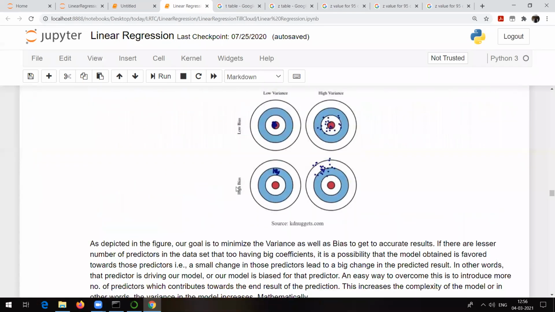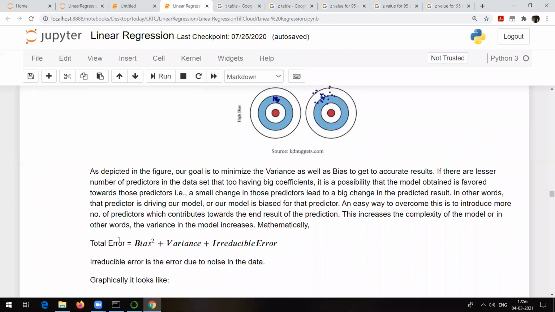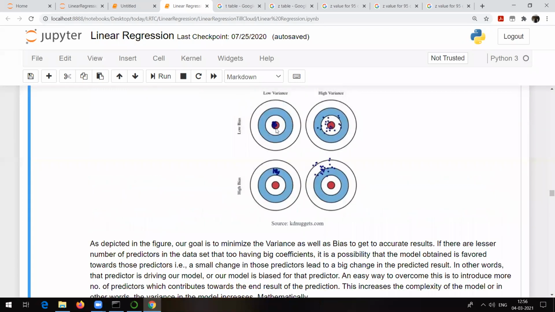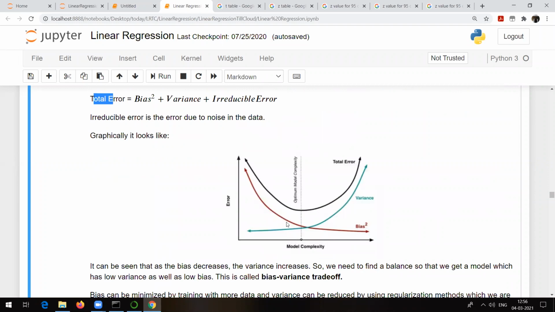Bias variance trade-off, I already talked about that. And this is the formula: total error is equal to bias square plus variance plus irreducible error. So if you really want to have a low total error, bias and variance should be as minimum as possible, or there should be low bias and low variance. And you can see the relationship between bias, variance, and error.